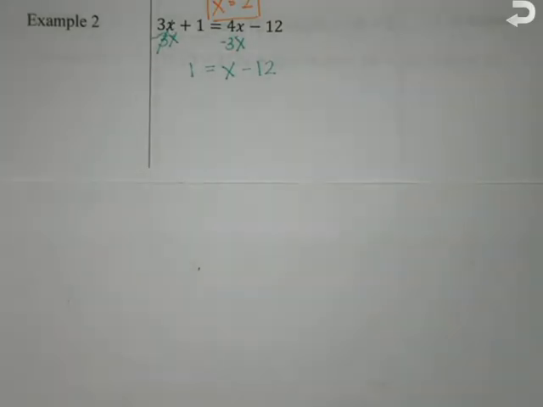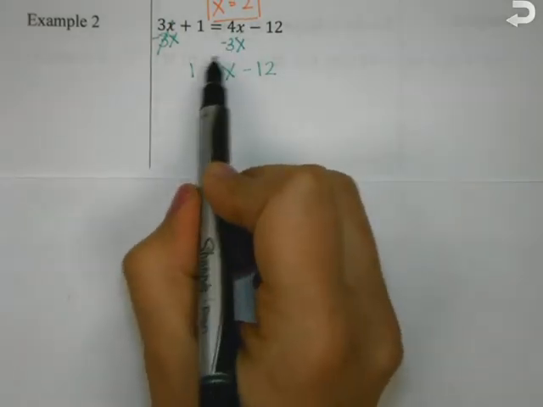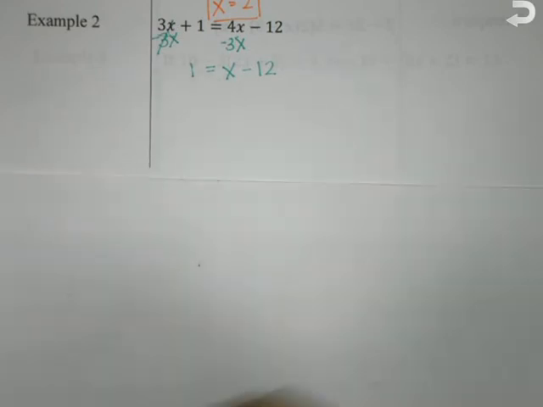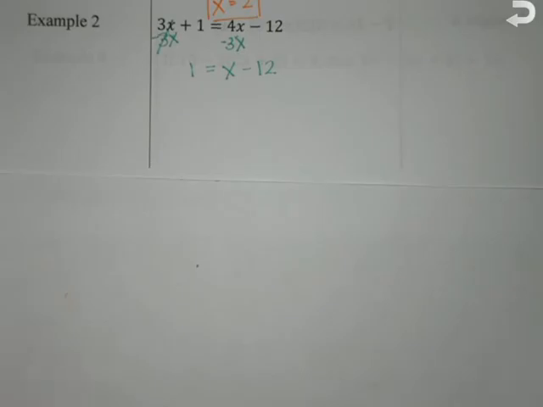The only reason why I prefer you to move the smaller one is because then we get to keep our x's positive the whole time. So if you move the 4x, you would have had a negative 1x, and then you have to worry about getting rid of that negative later. Okay? So I suggest that you move the smaller one because then x's stay positive the whole time. Step 3 says get all constants on the other side.